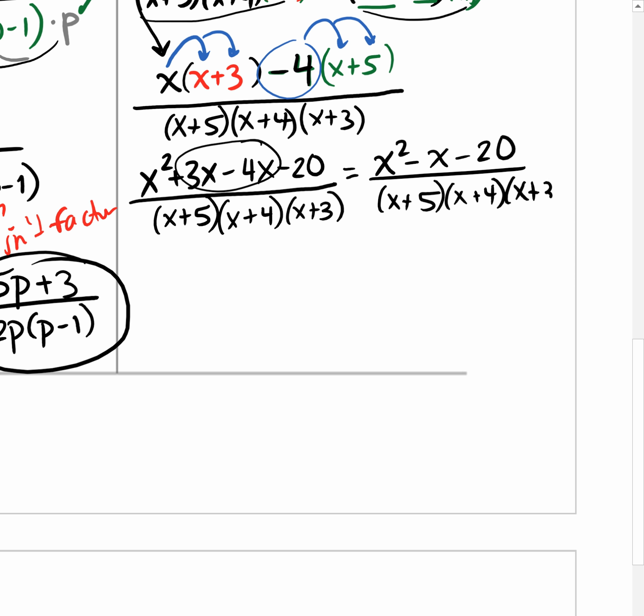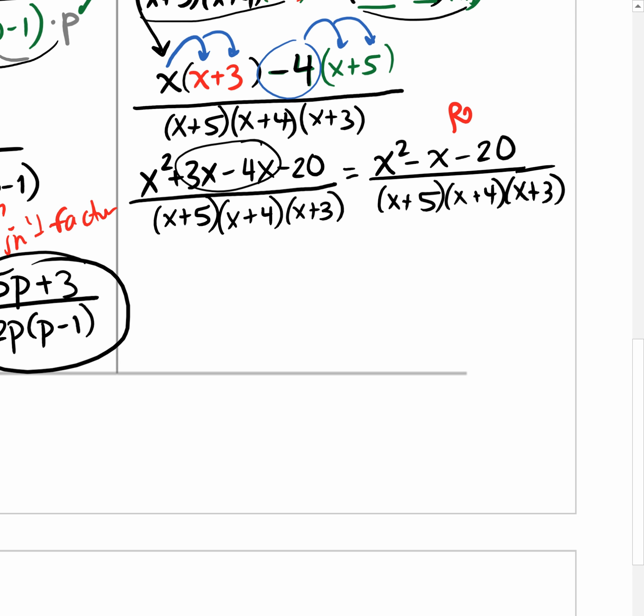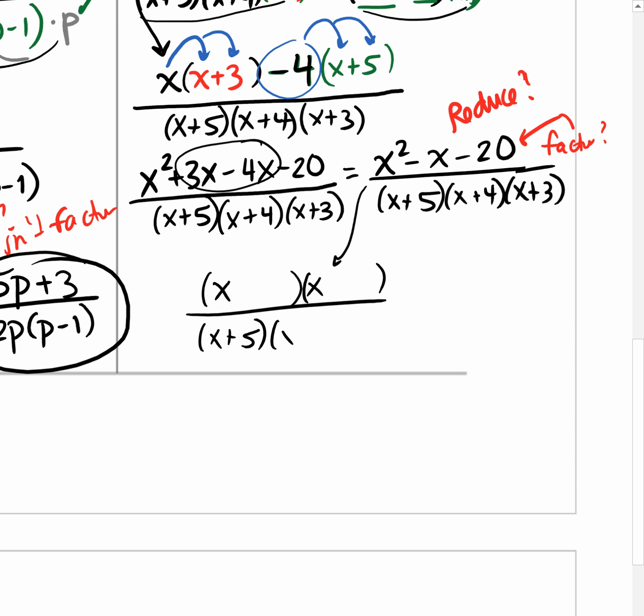Alright, now we've simplified it as much as we can, but I would like to see if it reduces. So it's all going to come from, does the numerator factor or not? And I think this guy does factor. That's a trinomial with leading coefficient 1. So if it does factor, it should be that easy factoring method. An x and an x, the denominator stays the same.